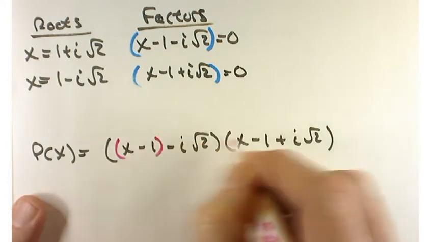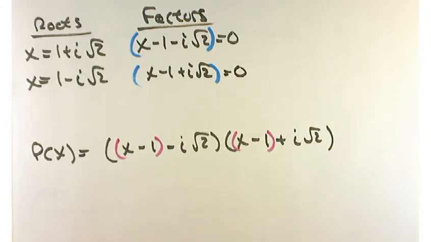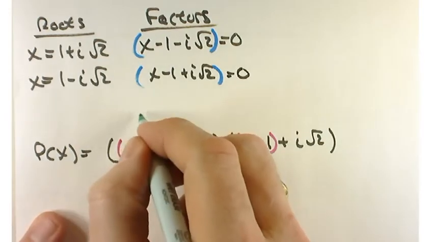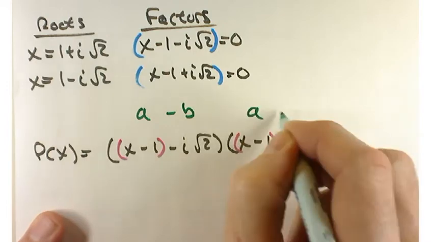So let me do this. Let me put parentheses around that x minus 1 term, and just regard it as one thing. And then that one thing starts to look like maybe something kind of familiar. And that kind of familiar thing would be this: a minus b times a plus b.